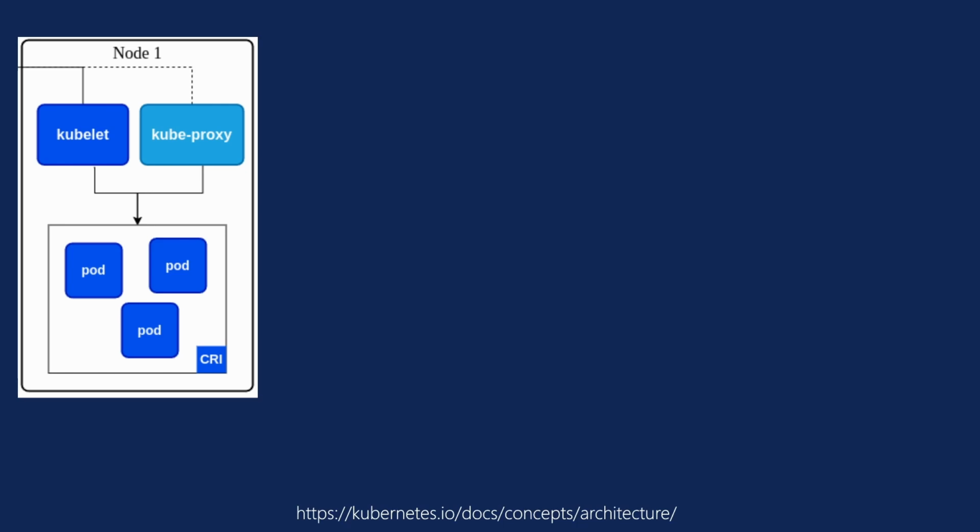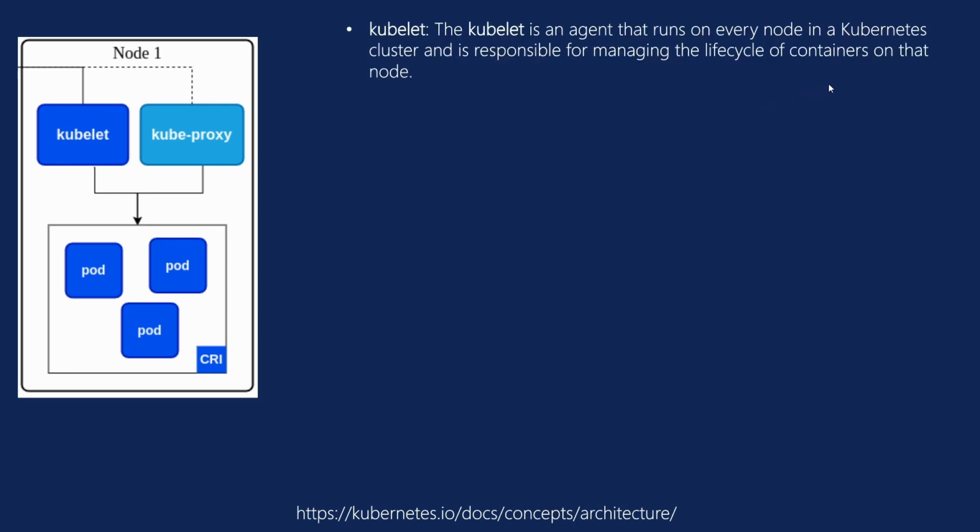Let's speak about the components that a worker node or a node in Kubernetes has, first starting with the kubelet. The kubelet is an agent that runs on each worker node in Kubernetes, and it's responsible for managing the lifecycle of the containers or of the pods inside the node.